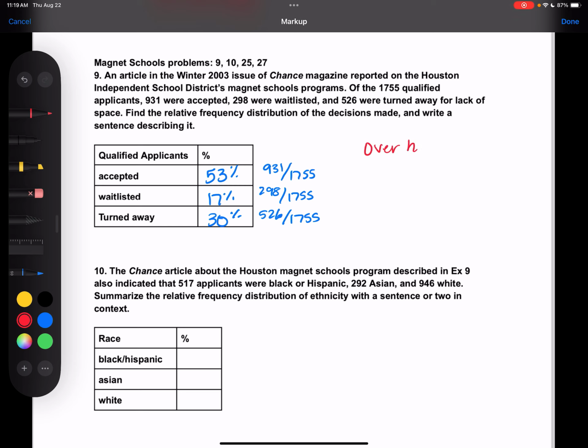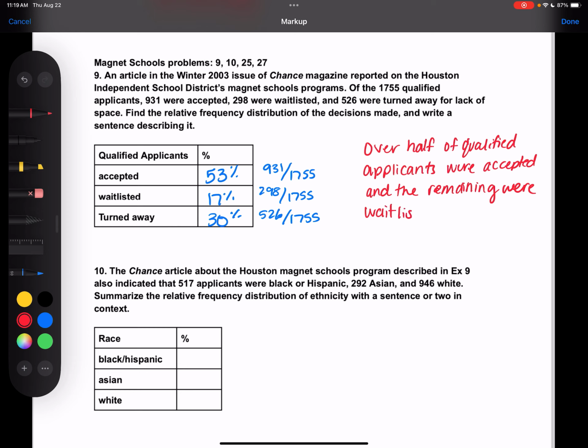Over half of qualified students, or I guess you could say applicants. I'm not really sure. I'm assuming they're students, but applicants were accepted, and the remaining were waitlisted or turned away. And that's a sufficient concluding statement. We don't have to do anything crazy with that.